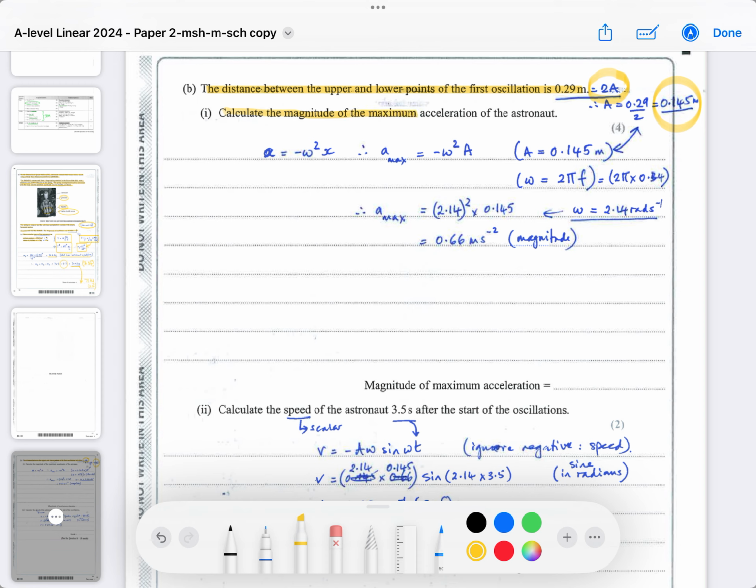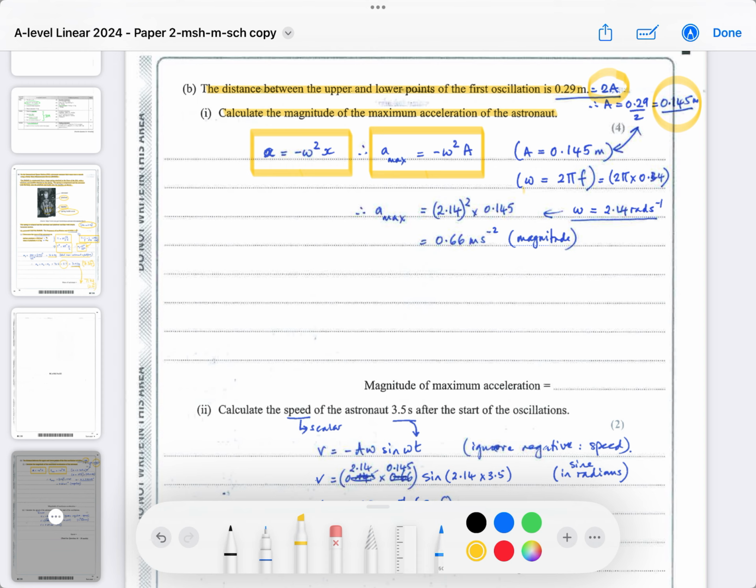Calculate the magnitude of the maximum acceleration of the astronaut. The acceleration is given by a = minus omega squared x, the defining equation for simple harmonic motion. Now a max will be when the displacement is equal to the amplitude. So all you've got to do is work out the answer.